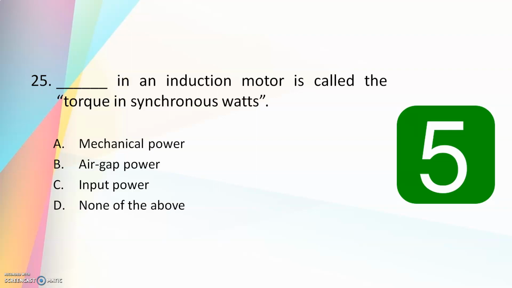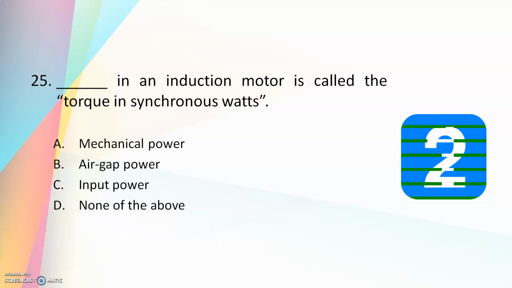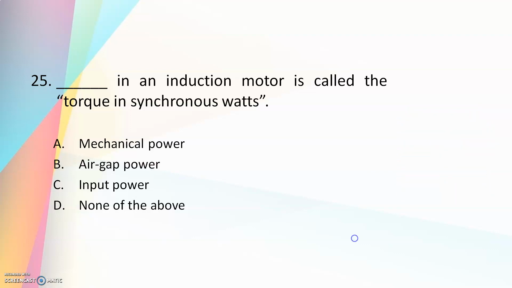Dash in an induction motor is called the torque in synchronous watts. Mechanical power, air gap power, input power, none of the above. And here you go. And the answer is air gap power. So the air gap power is normally called the torque in synchronous watts.